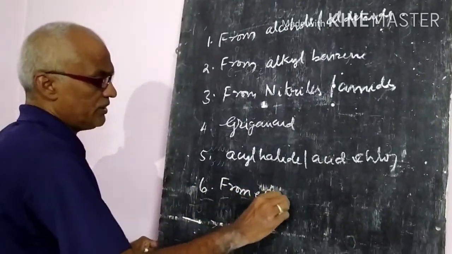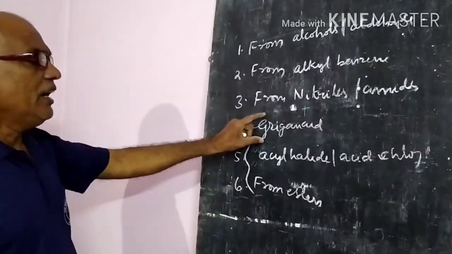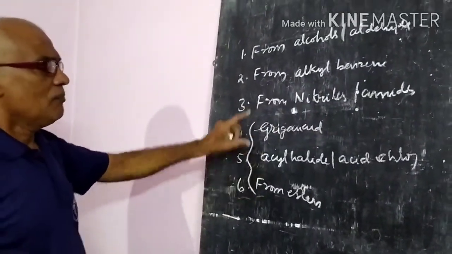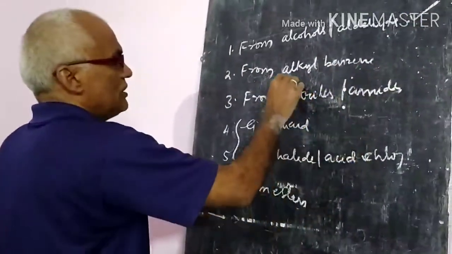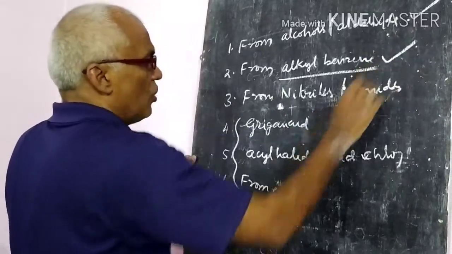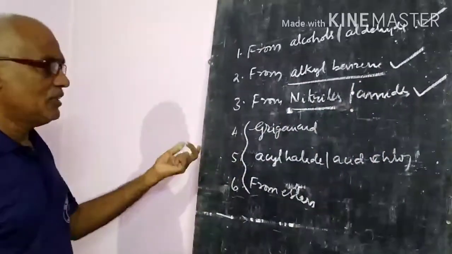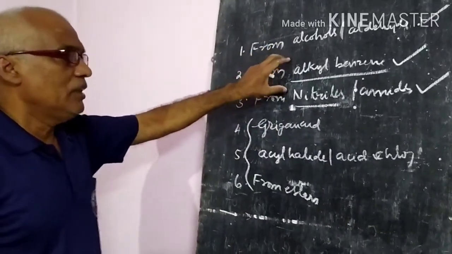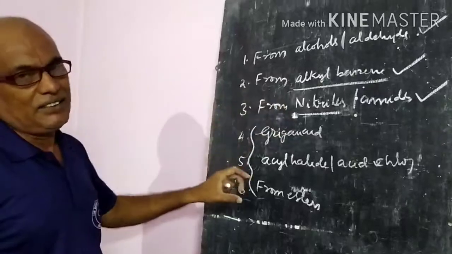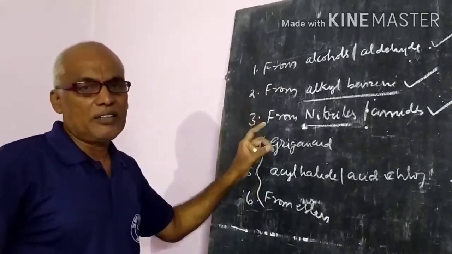If you observe, these three methods are generally hydrolysis or acidified hydrolysis. But these other methods are different. This is oxidation, and alkyl benzenes is also oxidation. From nitriles is also okay. So hydrolysis and oxidation methods are what we use to get the corresponding acids. So these are the 6 methods to prepare carboxylic acids.